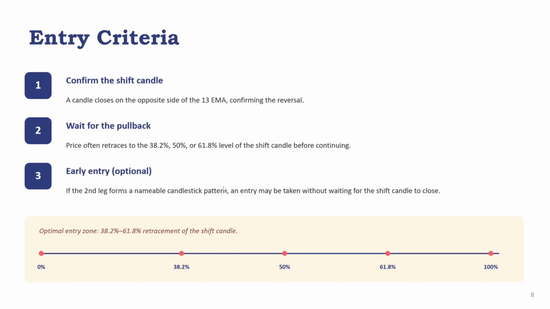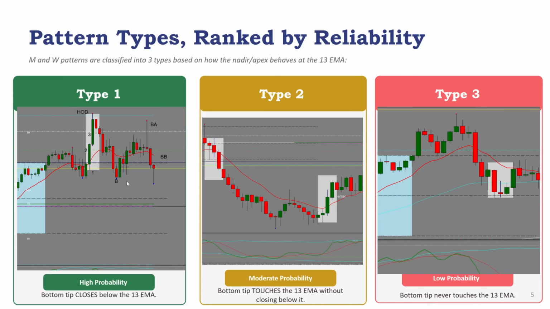Let me show you what I'm saying. Let's say in this case, you can see this is where I entered. This was the first leg: you can see the three vectors, below the 13 EMA, back above the 13 EMA.